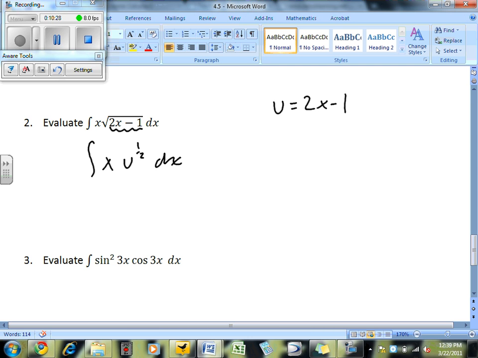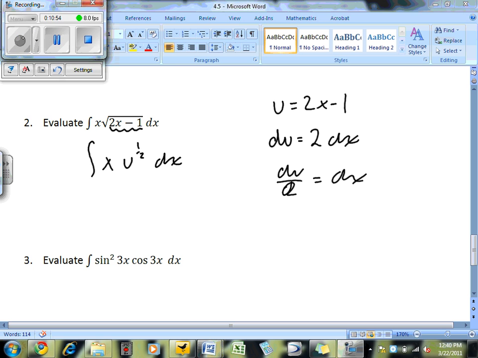So then let's take the derivative. So du equals 2 dx. Then we'll go ahead and solve for dx. So du all over 2 equals dx. We need to plug du over 2 in for dx. So we're left with x u to the 1/2 power du all over 2.